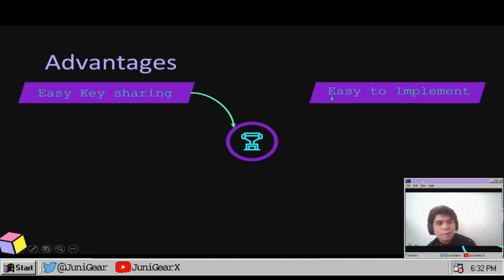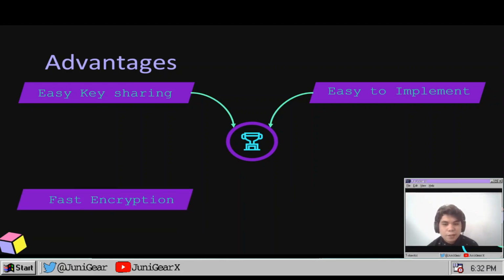Next is the easy to implement. I can see the code. This is easy to implement in smaller amounts. It's moderate at the high end, but still it's easier than the other asymmetric algorithms. Third is easy encryption. So encryption is very fast in the RSA algorithm compared to the other asymmetric and symmetric algorithms.